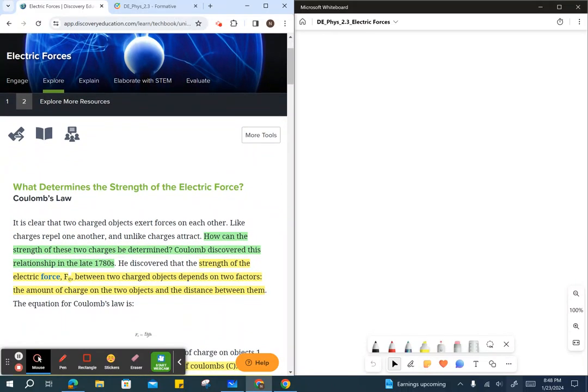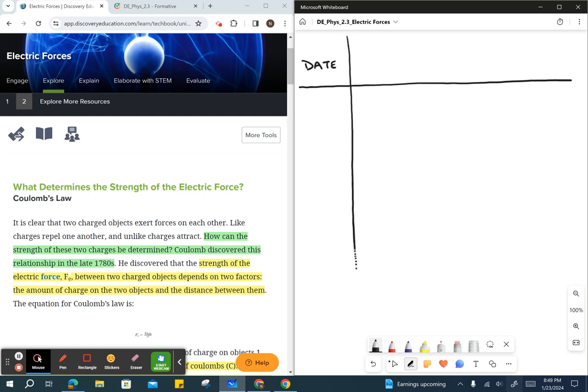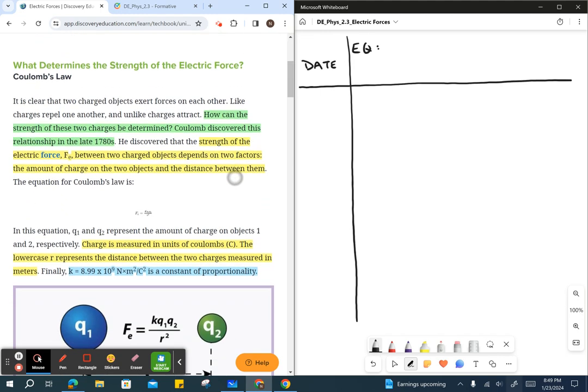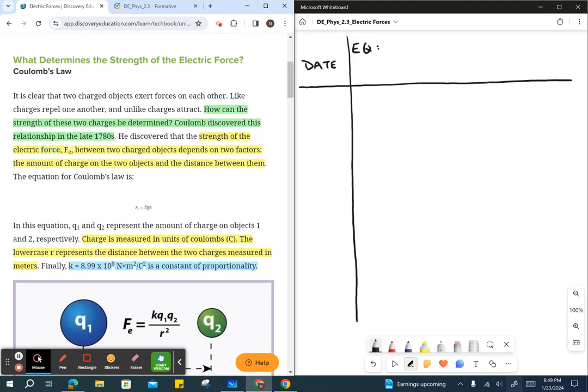Okay, we're going to take a look at Explore 2 of electric forces. We'll go ahead and start by setting up our notes. And we're going to use the essential question: what determines the strength of the electric force?